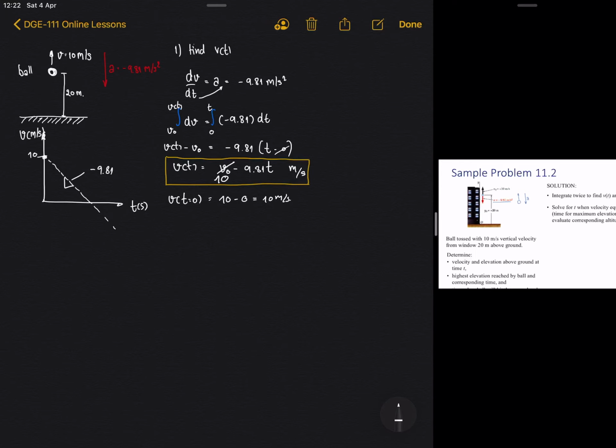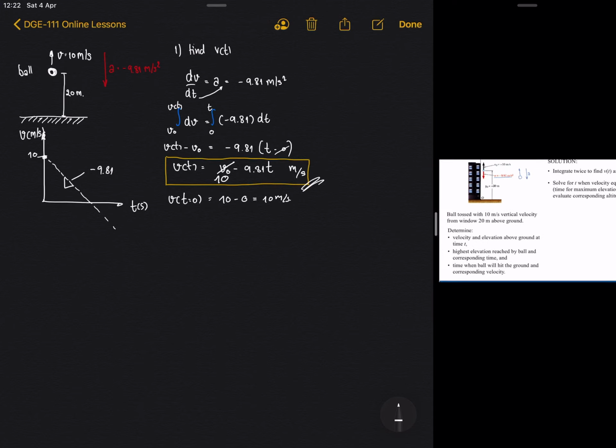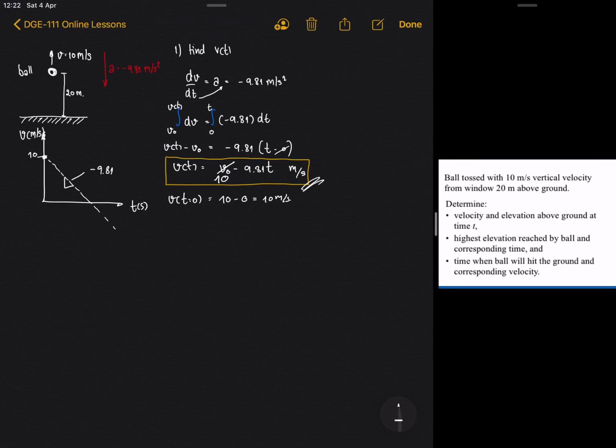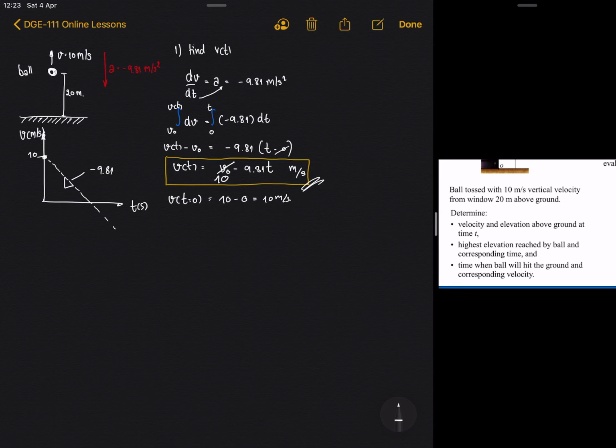Okay, so next, now we already found the velocity and elevation above the ground at time t. So we can just plug any time into this formula, and then we will get the velocity as the outcome. And next is this one.